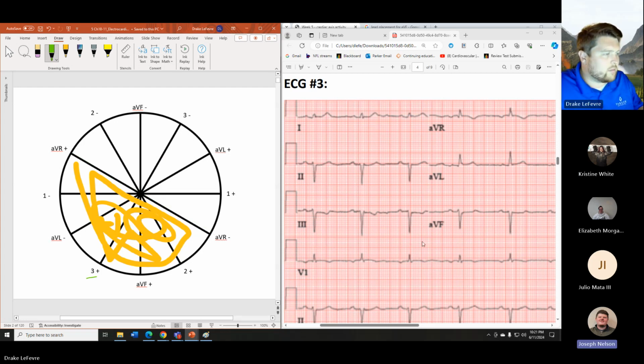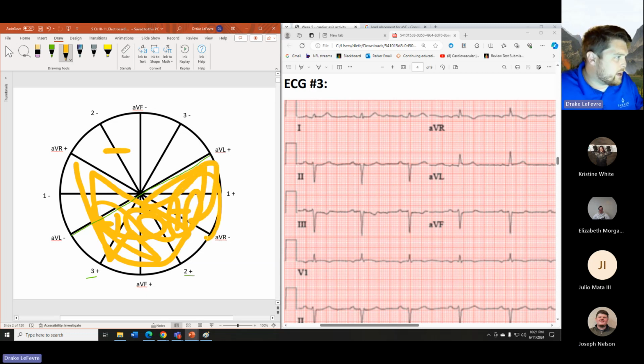Okay, JC, which one do you want to do next? Let's go with lead 2. Here's our lead 2 line right there. We find the line that's perpendicular to it. This side is positive, this side is negative. Is lead 2 positive or negative? Negative. Negative, bam. Get rid of all the positive.